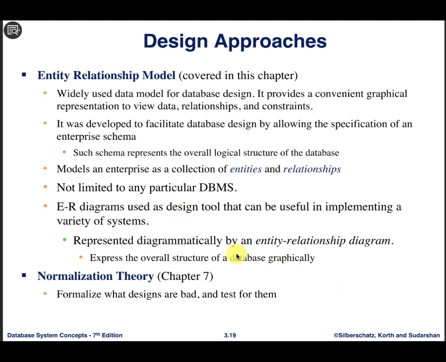The ER model can be represented diagrammatically by an entity relationship diagram. So we have the ER model, the abstract high-level data model that shows you how to design my data and defines the data elements and their relations. How can you represent them? I'm going to represent them using the ER diagram, which is the one that we cover. In this case, it expresses the overall structure of the database graphically.